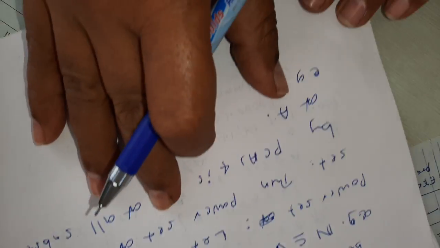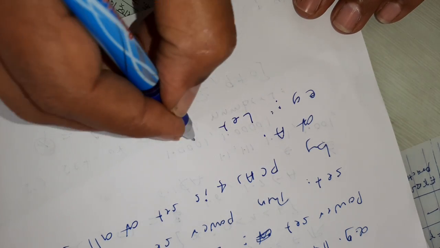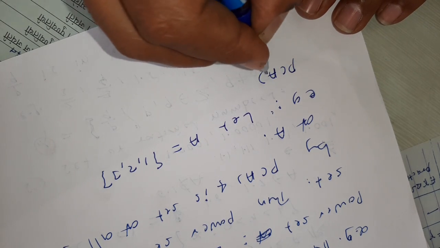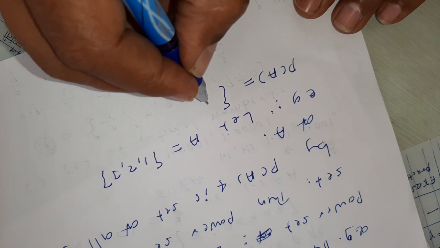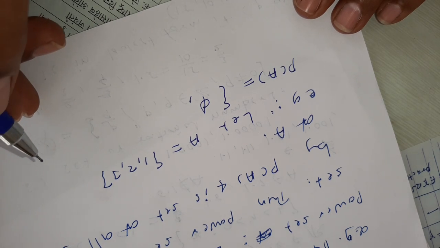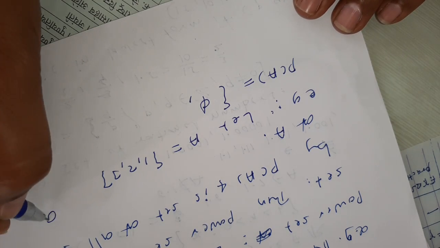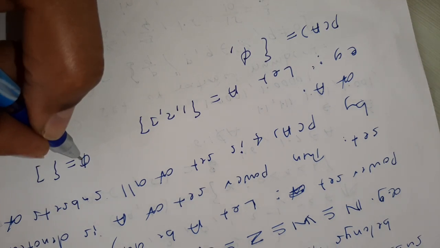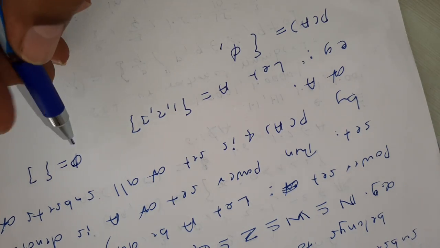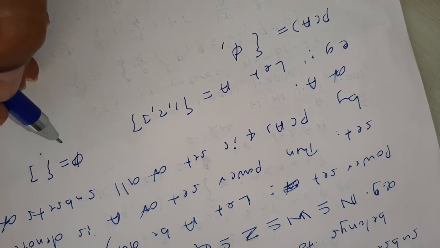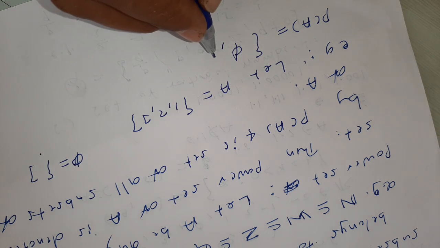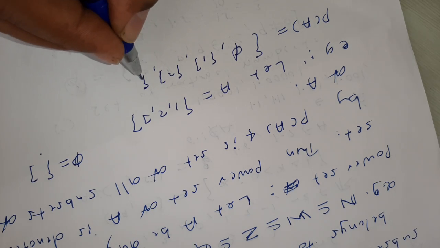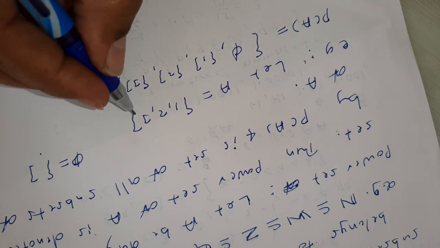For example, let A be the set containing elements 1, 2, 3. Then what is the power set of A? The first one is the empty set. What is the notation? Phi. Phi means the empty set, that is, it contains no element, and phi is a subset of every set. So phi is a member of P(A). Then singleton 1, that is, it contains only one element. Singleton 2, singleton 3, all these are subsets of A.